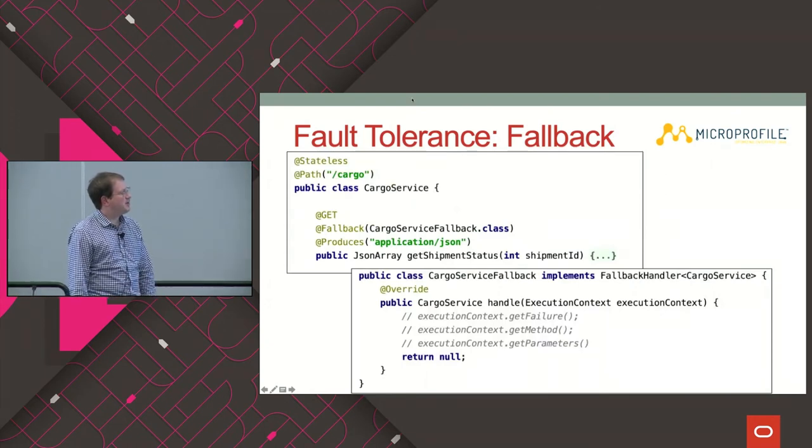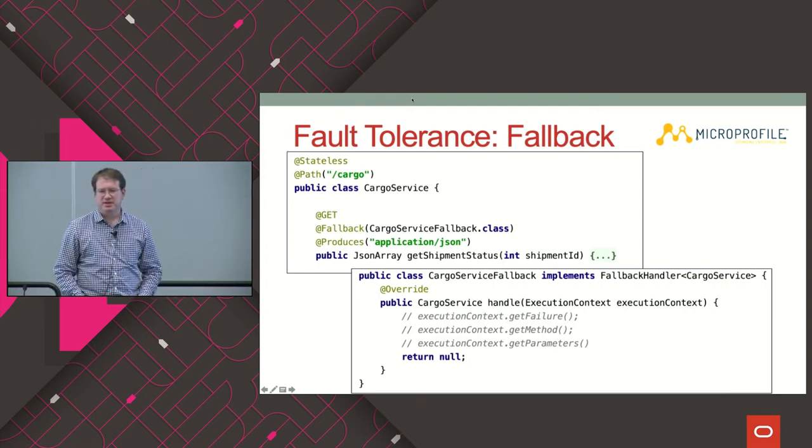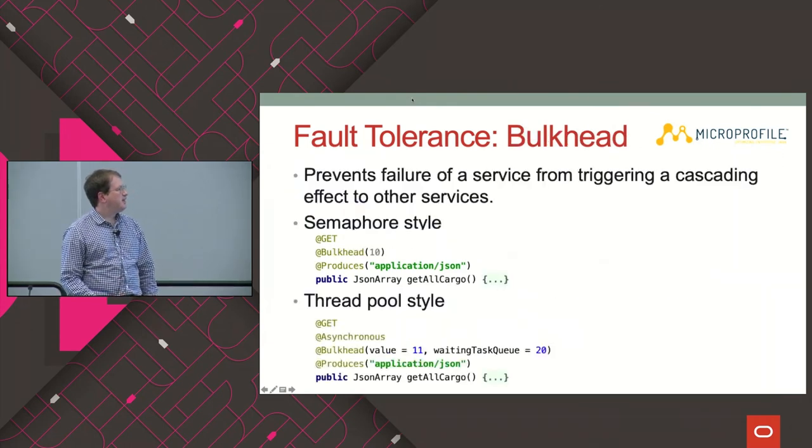This is the fallback with a fallback class. In this case right here, you're calling into another service, which is templated with it. As you can see here, an execution context is passed in. So you can get a hold of the failure. You can get a hold of the method that was called and the parameters that were passed in. So you have some capability there to say, okay, we can try to handle it.